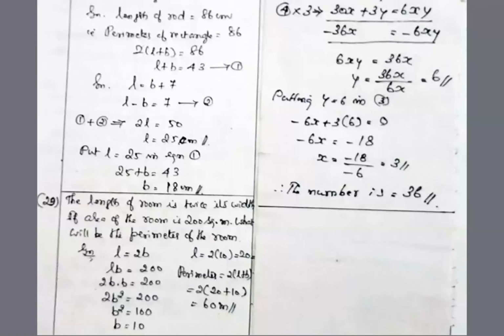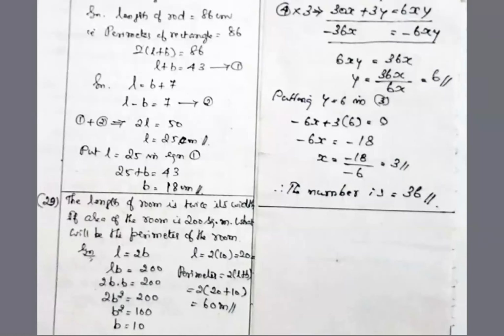Problem number 29, important examination question. The length of a room is twice its breadth. Straight away form the equation. L is equal to 2B. The length of a room is twice its width, L is equal to 2B. The area of the room is 200 square meter. What will be the perimeter of the room?